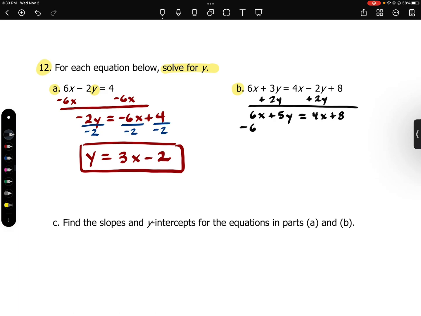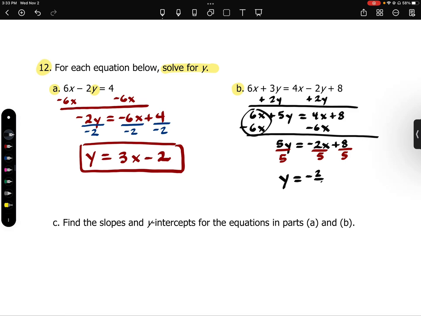Now I'm going to get rid of this extra 6x so that I'm getting closer to having my y by itself. So this zeroes out. I have 5y is going to equal negative 2x plus 8. And I'll do the same thing I just did before, where I divide each term by 5. Now what has that done for me? Now I've got y is equal to negative 2/5 x plus 8/5. There is our equation set equal to y.